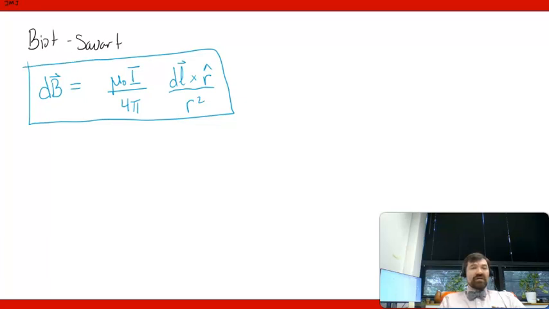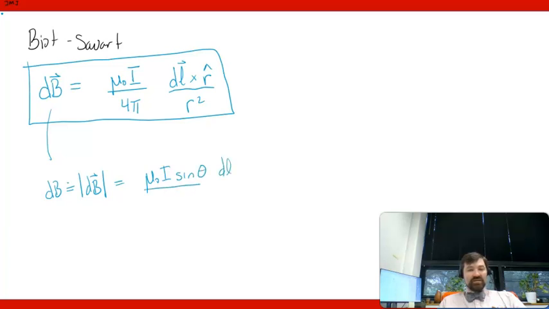We now need to define some of the terms within it. Before I do that, I'd like to note that the magnitude of the magnetic field, that is just dB, or if you prefer the modulus of the vector dB, would just become mu naught times I times the sine of some angle theta times dl, divided by 4 pi r squared. So what is this angle theta?